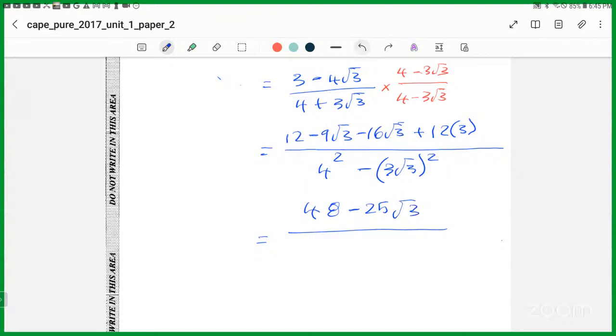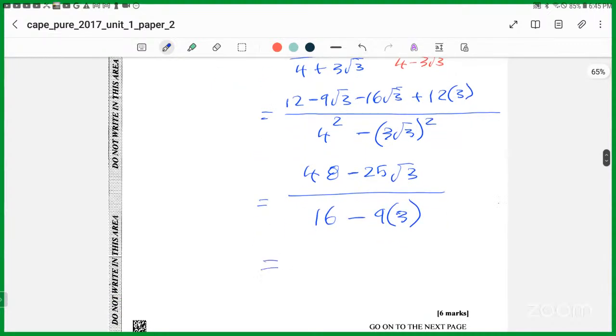The denominator now. This becomes 16 minus. This 3 squared is 9. And this root 3 squared is 3. I'm going step by step for you. And so this under here becomes 16 minus 27. 16 minus 27 is what? Minus 11. So it becomes 48 minus 25 root 3 over negative 11. That's right. Because 11 and 16 is 27. Good. Negative 11. But this is 27, you know.